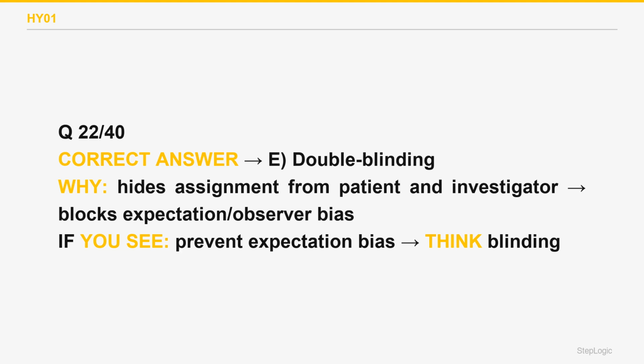Randomization balances confounders across groups. But once patients are assigned, it does nothing to stop patients or observers from acting on their expectations. Choice B, wrong. Increasing the sample size shrinks random error and narrows confidence intervals, but it cannot remove a systematic expectation bias. Choice A, wrong. Blinding both parties is what neutralizes expectation bias.